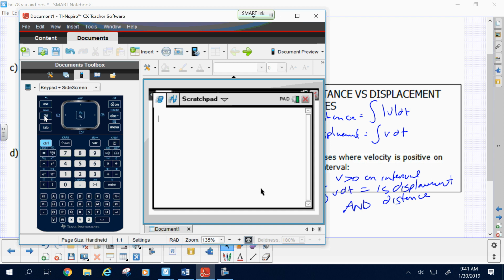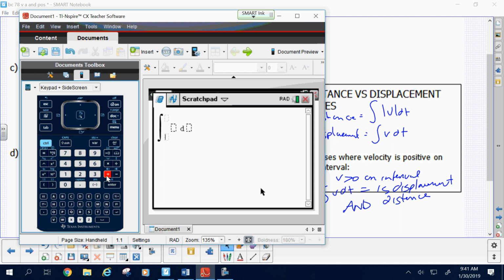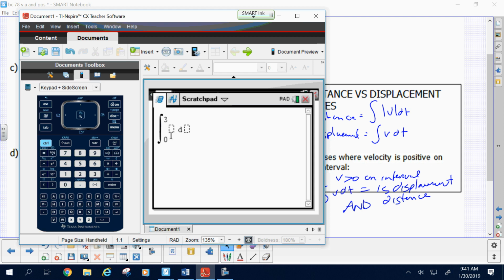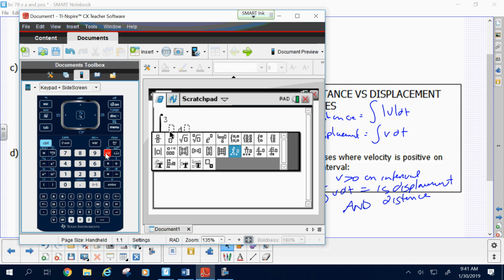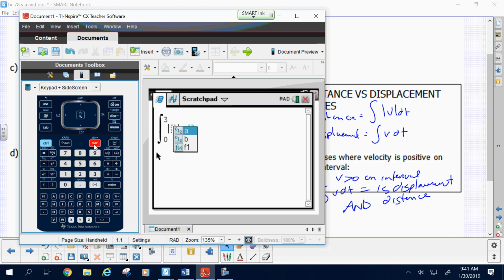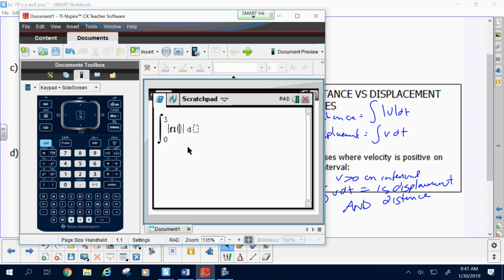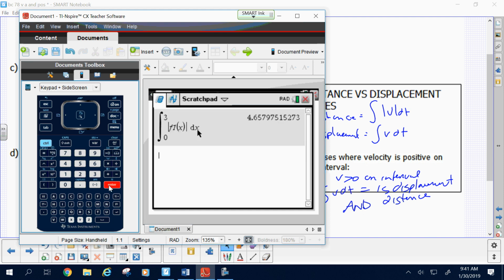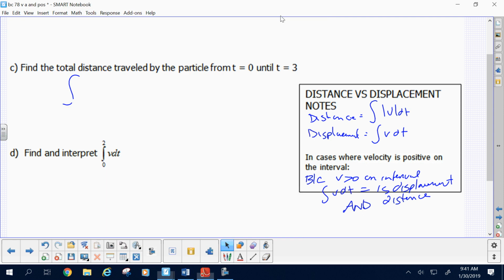Okay, so, shift plus 0 to 3. It's distance, not displacement, so we want absolute value. Absolute value is in the menu next to the 9. Boom. And you can pull up the velocity function, which I called f, and x, and boom. You get 4.6579. All right, then.